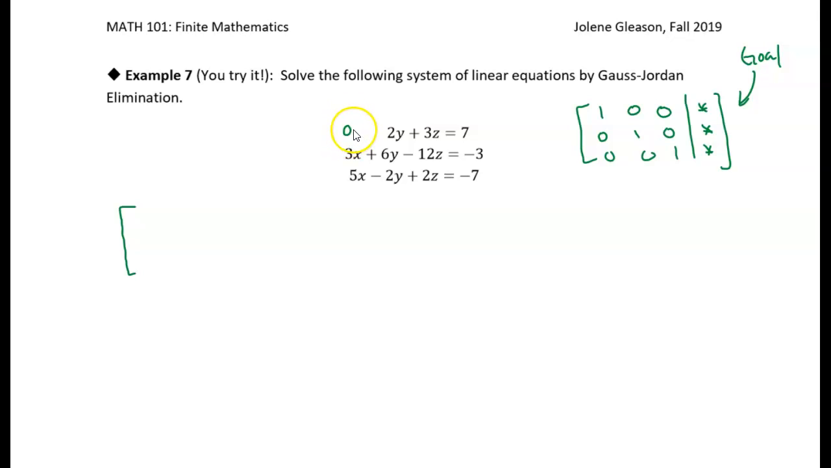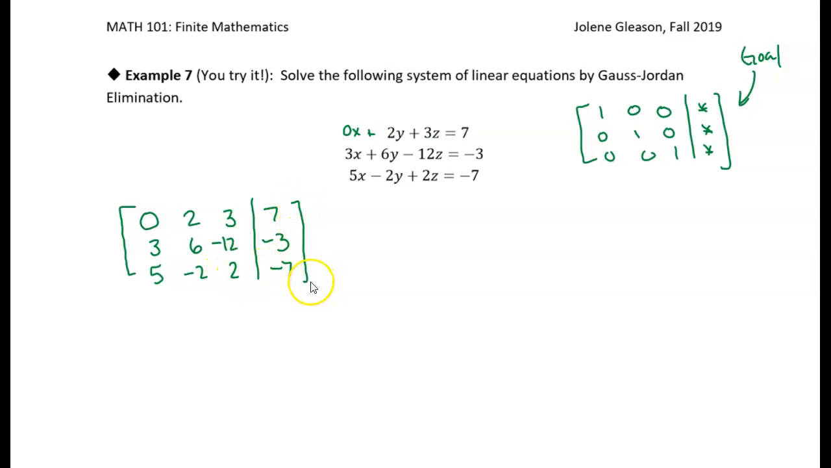So this is equivalent to 0x plus 2y plus 3z equals 7. So the coefficient here is 0, and then the coefficient at y is 2 and 3, and then we have 7. All right, and the coefficients of the second equation, 3, 6, minus 12, negative 3, and 5, negative 2, 2, and negative 7.